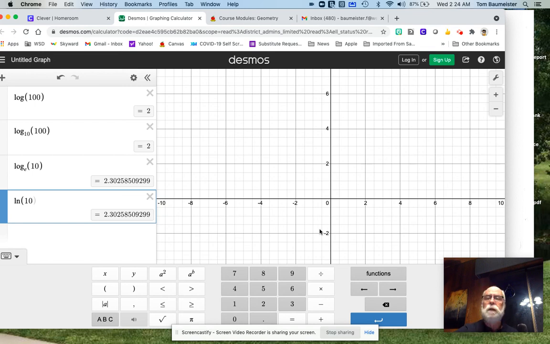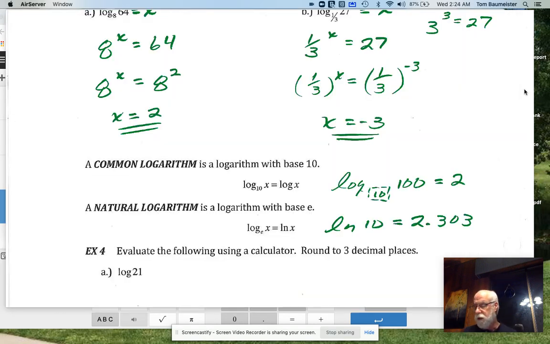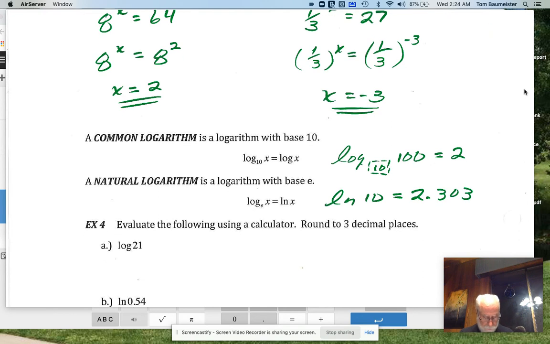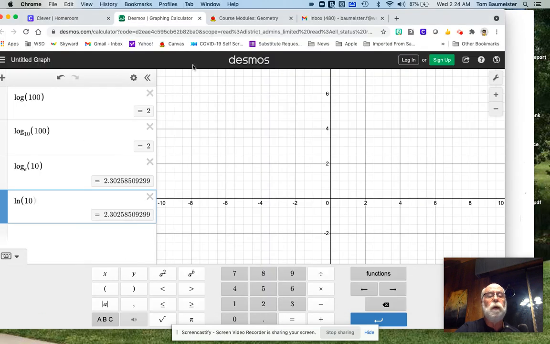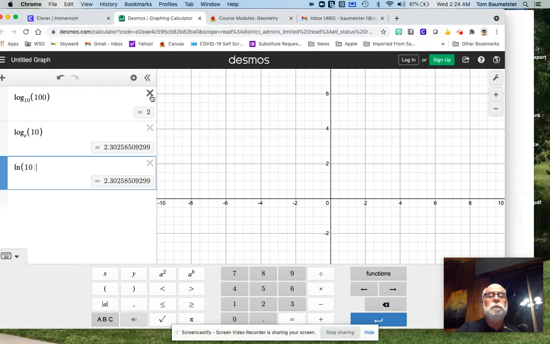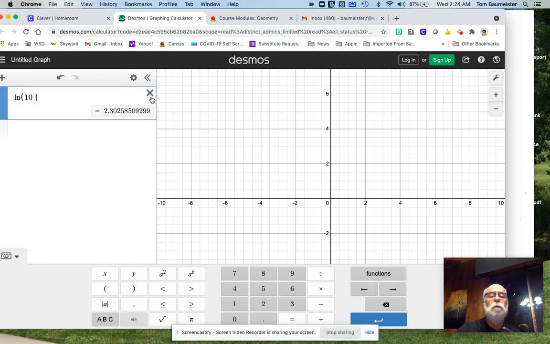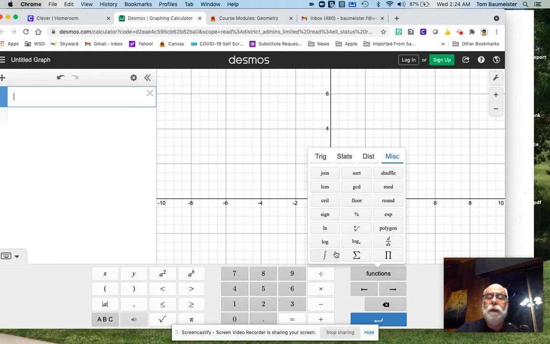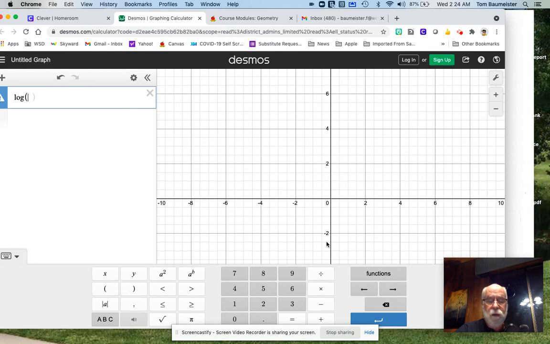Okay. So let's go ahead and look at the ones here. So if we have log to the base 10 of 21, again, you can do it in your calculator. I'll do it here real quick for you. And then I'll do natural log of 0.54. So I'll do both of them here real quick. All right, so our first one was log of 21. In that one I can just use this one because, remember, it's to the base 10. And if I plug in 21, I get 1.322.